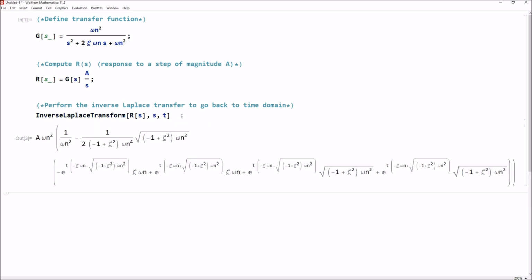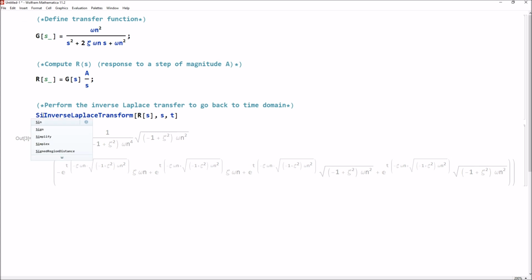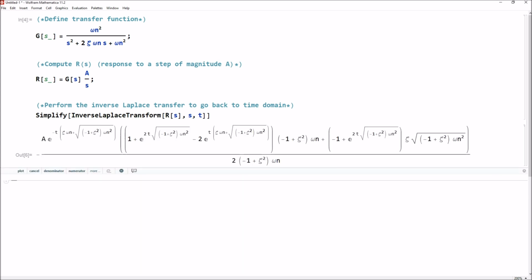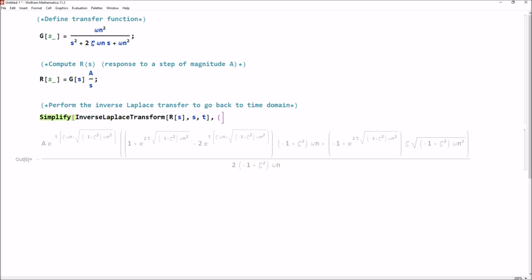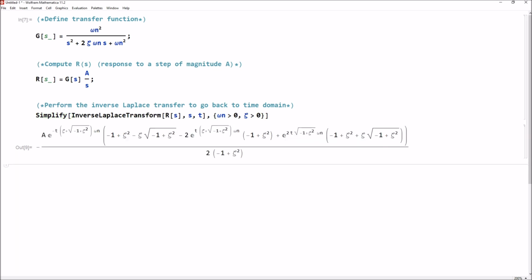So, yuck, that's kind of ugly here. I wonder if we can do anything about this. Maybe let's simplify this. Whoops, I spelled simplify wrong. That's a little better. I think we can also tell simplify that, hey, omega n is going to be positive and zeta is going to be positive. Let's see if that helps our situation. Yeah, that helped it a little bit.